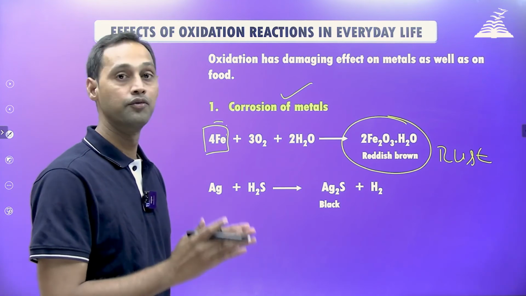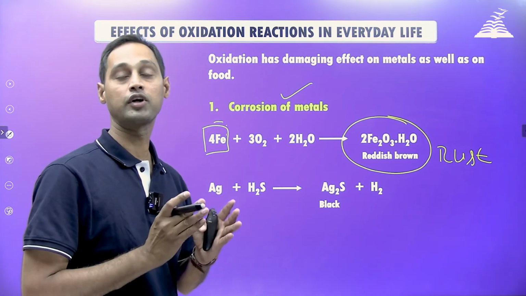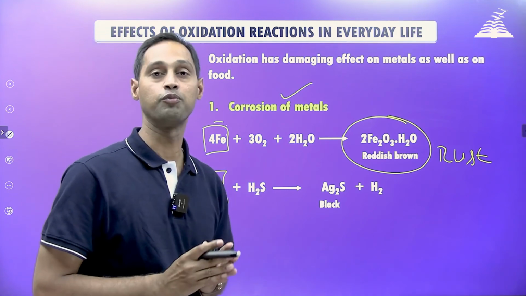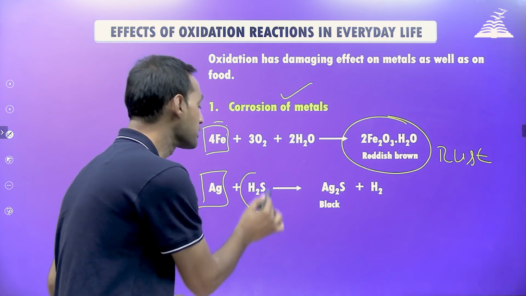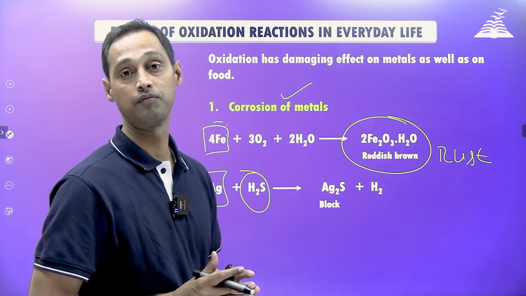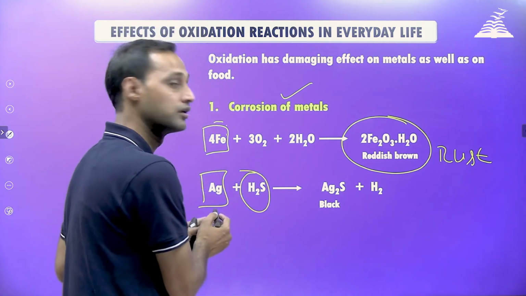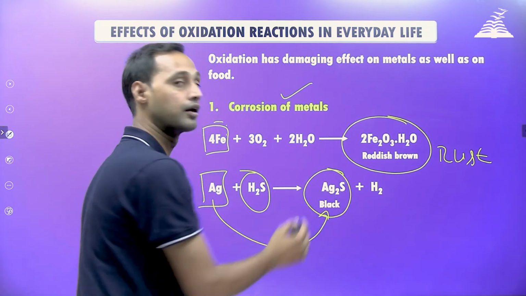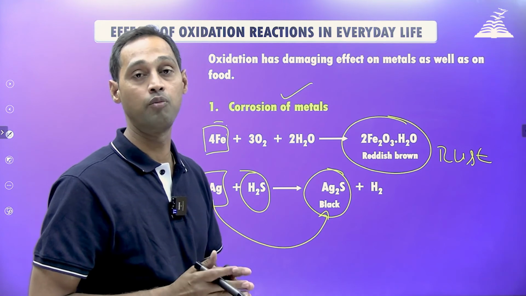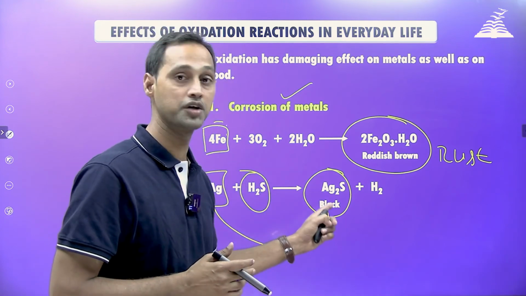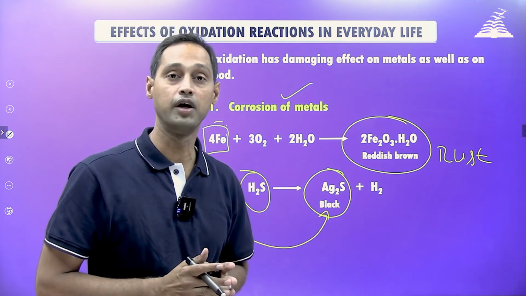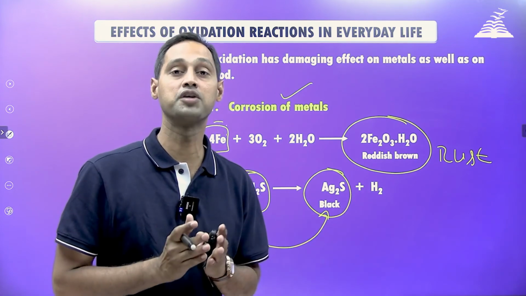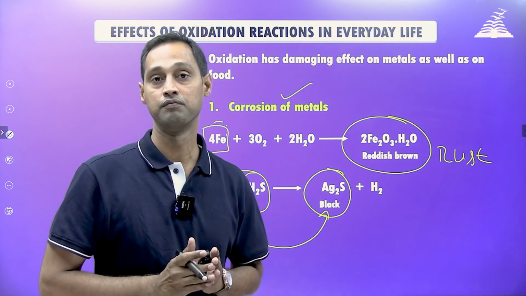Right? And then if you take a look at the effect of oxidation on silver metal, when silver is exposed to atmospheric air, it reacts with hydrogen sulfide present in the air, and then it loses its shiny appearance and turns black in color. What is the new substance formed on the surface of silver on oxidation? Silver sulfide, and hydrogen gas is also liberated. So the effect of oxidation on metals, we call it corrosion, right?